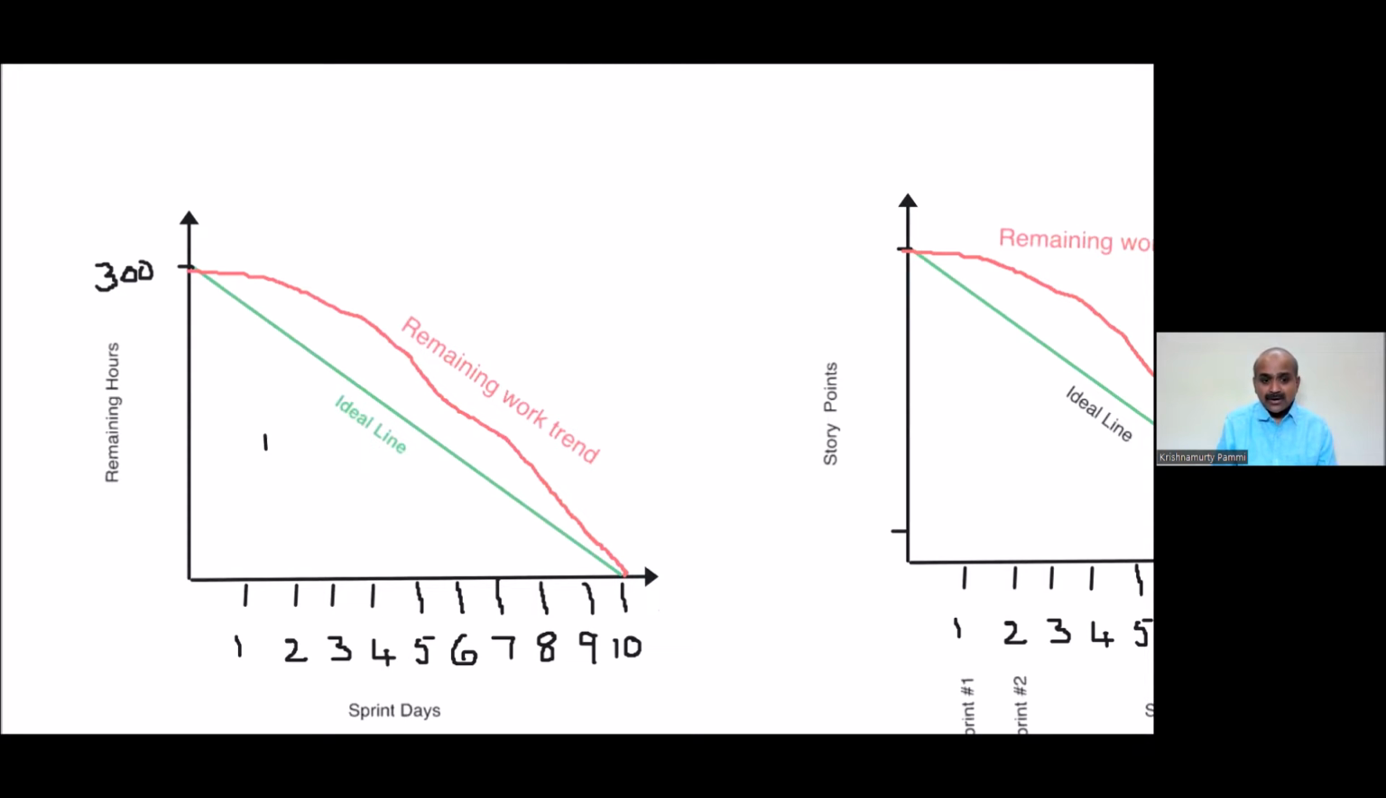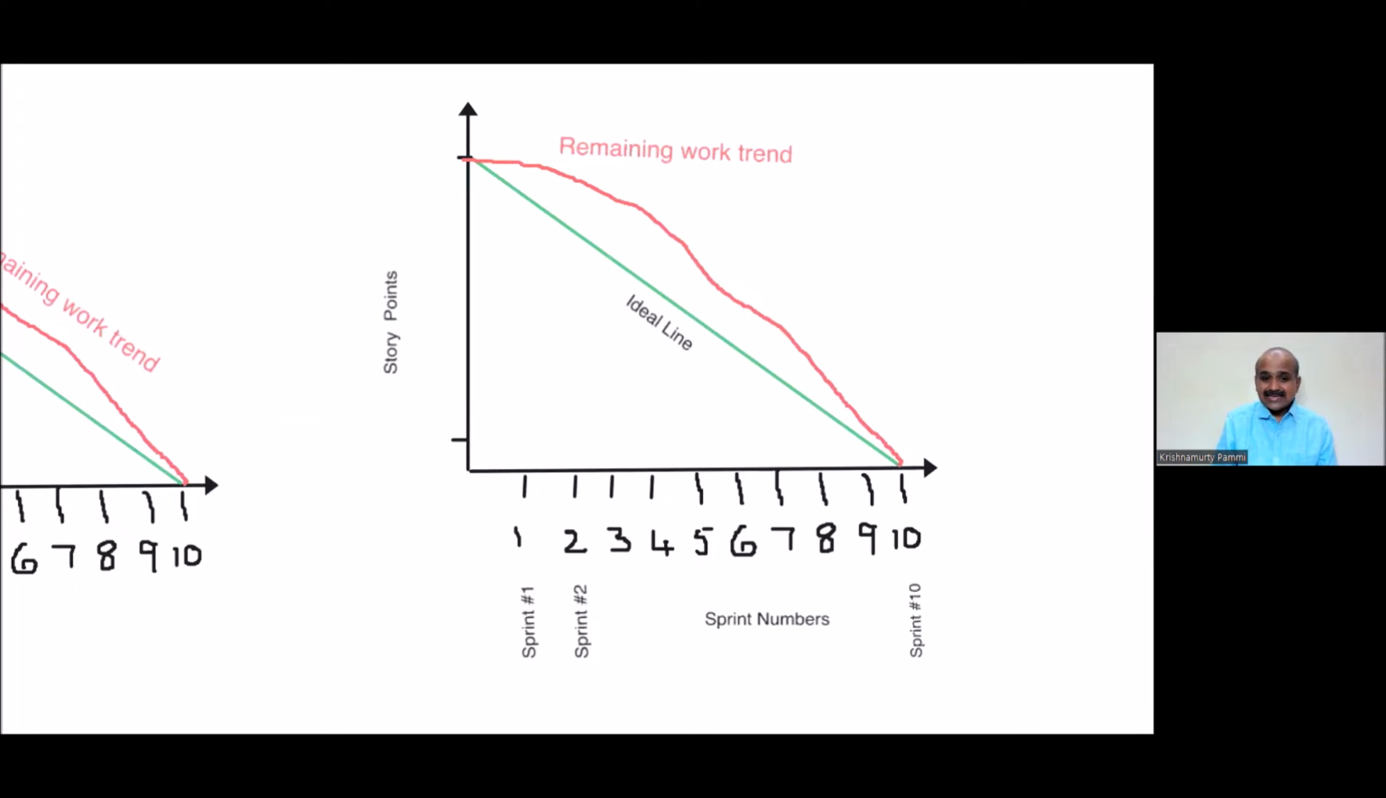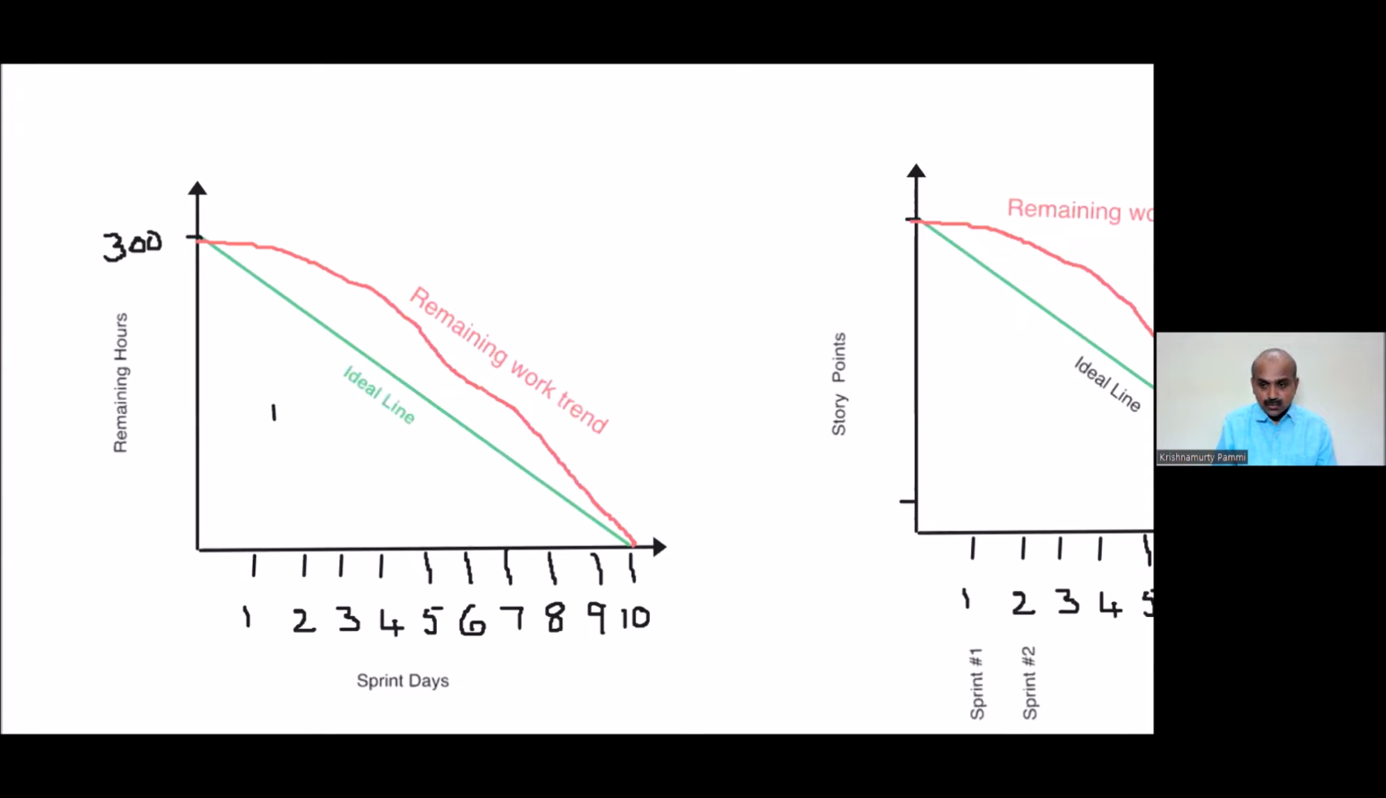If you wanted to have the burn down graph within a sprint, I suggest tracking remaining hours versus sprint days. If you are tracking the product backlog burn down across various sprints, which may span across multiple releases as well, then story points on the y-axis and sprint numbers on the x-axis will give you a better dispersion and proper tracking. So this is the genesis of the burn down graph.